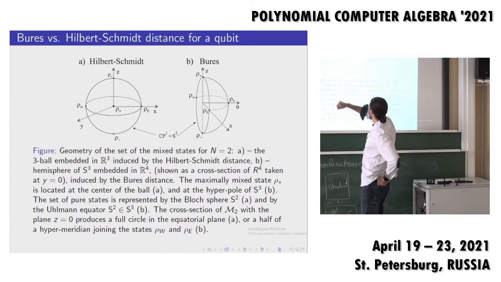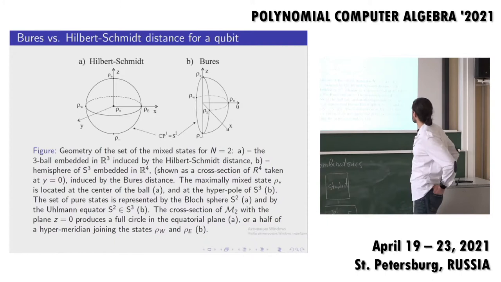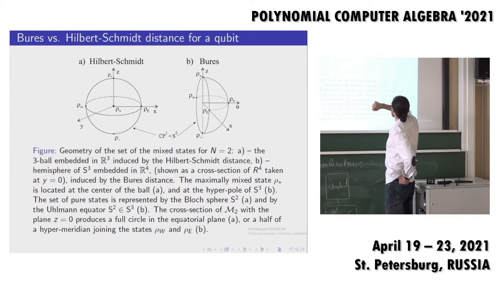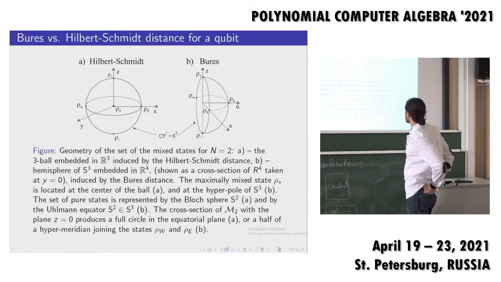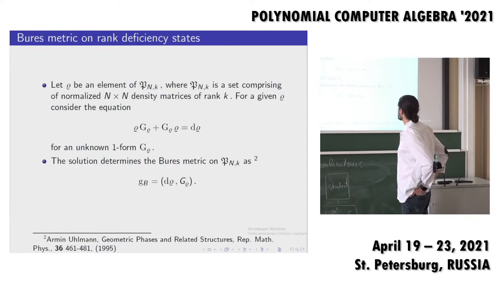So in the case of the Bures distance, we have a semi-sphere, R3 embedded in four dimensional space. Here the pure states are on the circle. This one is the completely mixed state. To illustrate the difference a little bit between these two metrics. But let's come to the way how we solve for the metric.